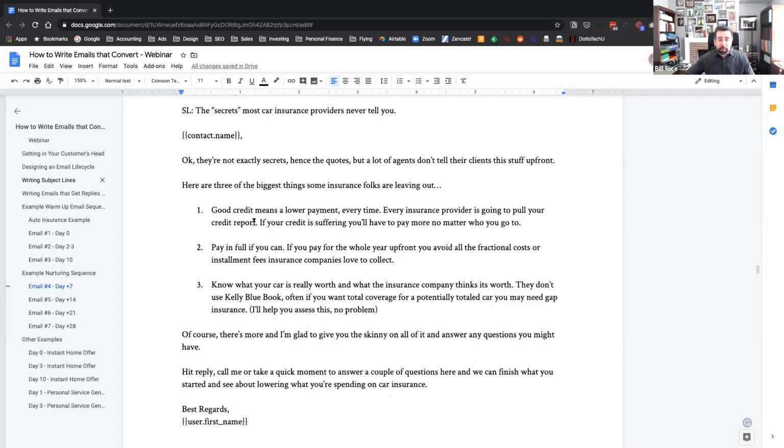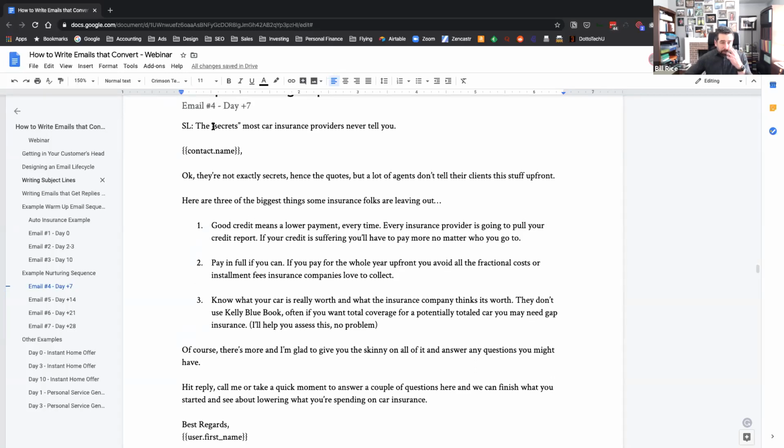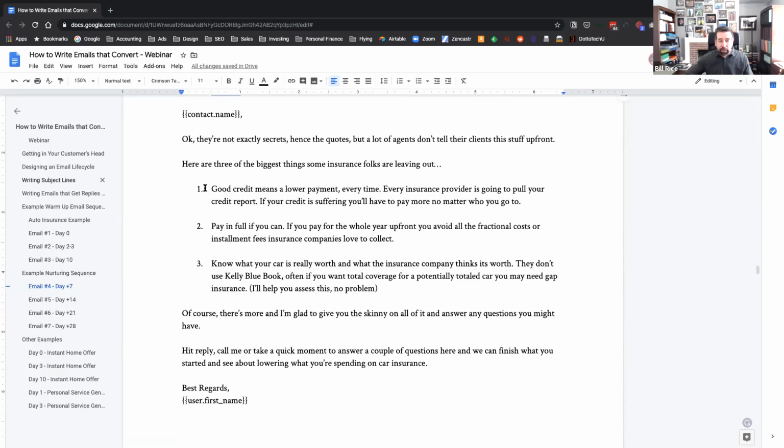So the big techniques here, sort of triggering things that create some interest, is, oh, what are the secrets, right? This insider language that most insurance providers won't tell you. And then the real technique is the three bullet points. Whenever you can use three bullet points, or use bullet points, it makes it really easy to scan.